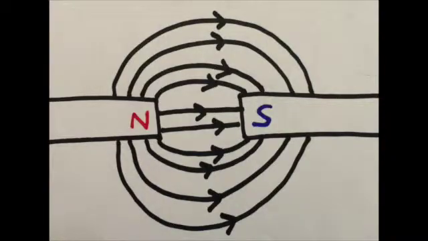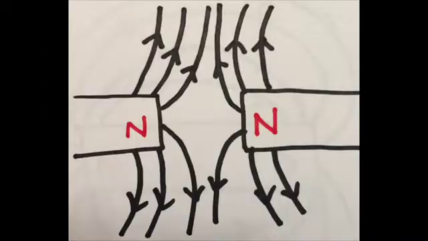Let's look at two different scenarios. Generally speaking, opposite poles attract each other. As you can see, the north and south poles are attracting each other, thus creating dome-like field lines. Rather, between similar poles, the north poles are repelling each other, thus creating reverse field lines with each other.